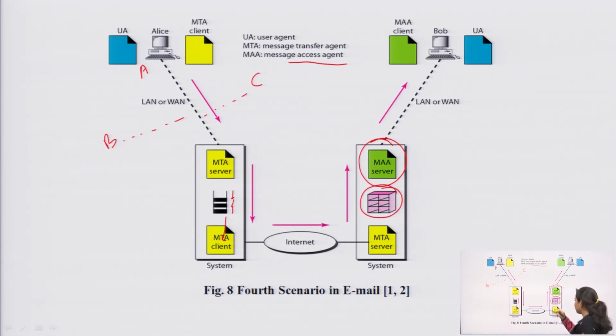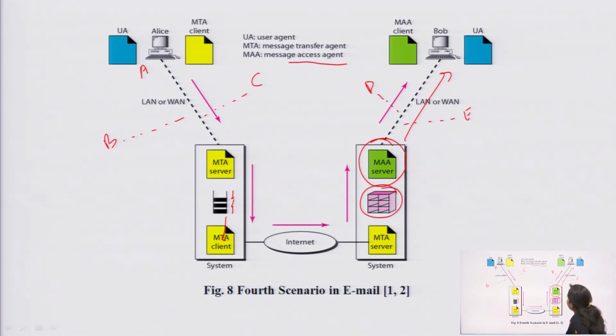Here a table is being formed which has its own rows and columns. Data will be transferred in these tables, and then it will be accessed using this message access agent, and it will be delivered to Bob, which is connected to the LAN. Here also, let us say this is D, another network will be connected, this is E, another network will be connected.